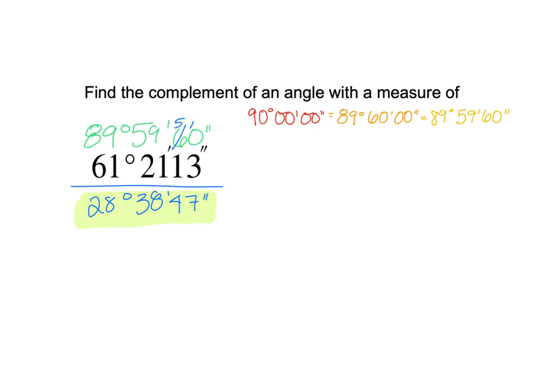Here's my answer. Remember, you have to borrow. So 90, I have to borrow to get seconds. I have to borrow to get minutes. 90 degrees, borrowing a minute, is 89 degrees, 60 minutes, and 0 seconds. Then I'm going to borrow a minute to get seconds, 89 degrees, 59 minutes, and 60 seconds. Now that I have that, I do my subtraction. The answer is 28 degrees, 38 minutes, and 47 seconds.